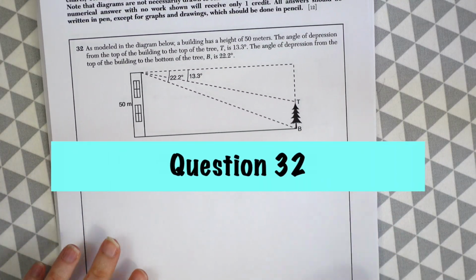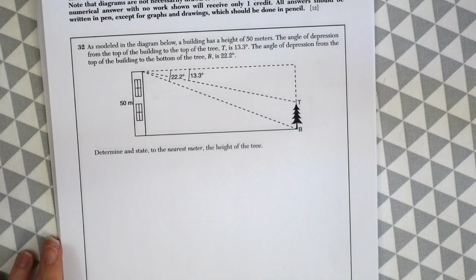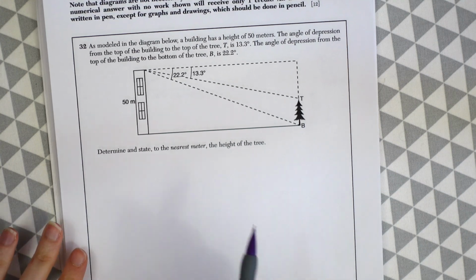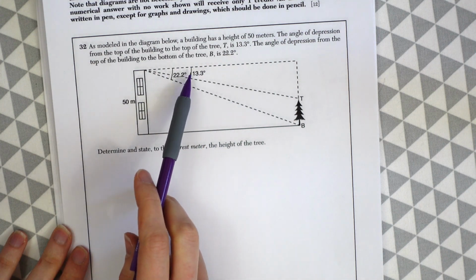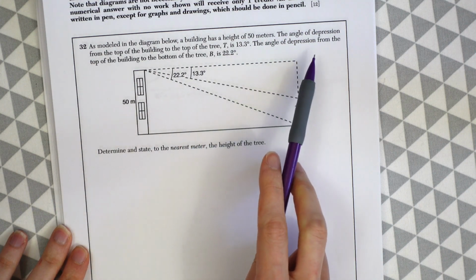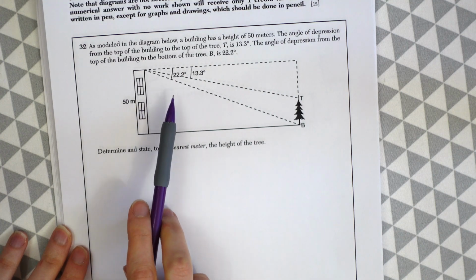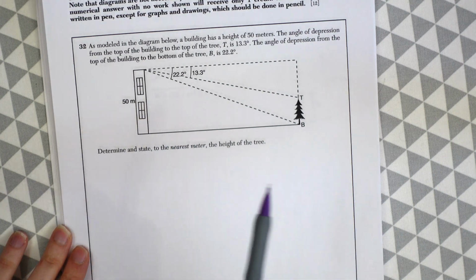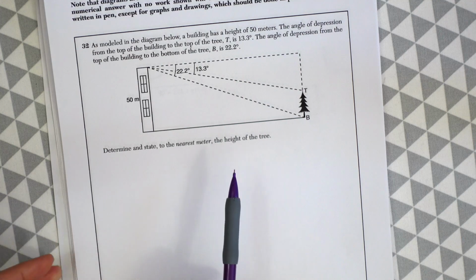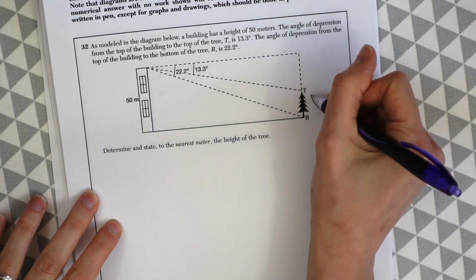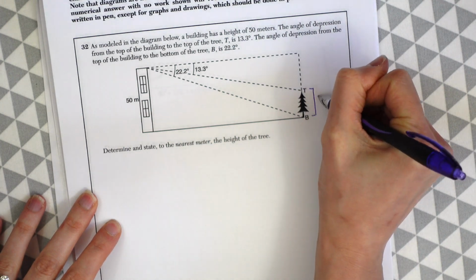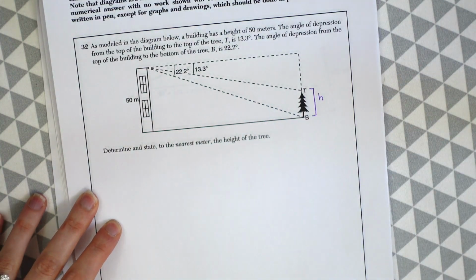Question 32. As modeled in the diagram below, a building has a height of 50 meters. The angle of depression from the top of the building to the top of the tree is T at 13.3 degrees. The angle of depression from the top of the building to the bottom of the tree is 22.2 degrees. Determine and state the nearest meter, the height of the tree. So we're looking for this height right here, this height of the tree. I'm just going to label it H.